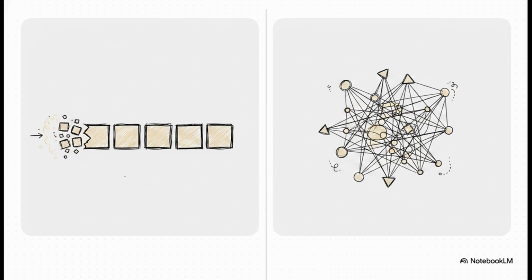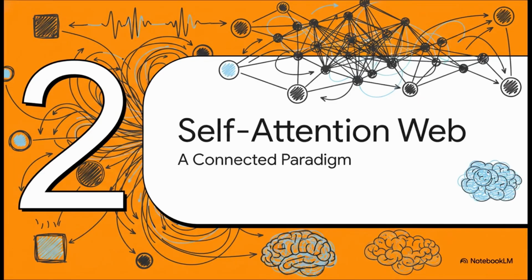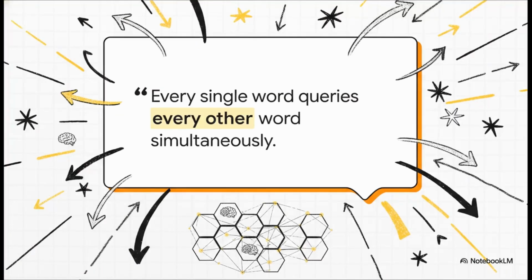Transformers actually fix this by throwing the timeline out the window entirely. They replace it with a simultaneous connected web where every single word interacts all at the exact same time. Which brings us right to the self-attention web, and how fixing that old flaw built a completely new foundation for language processing.